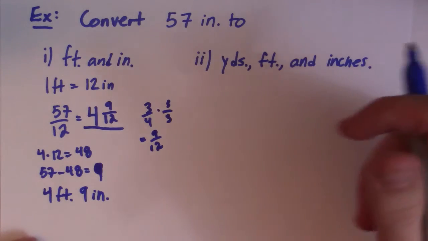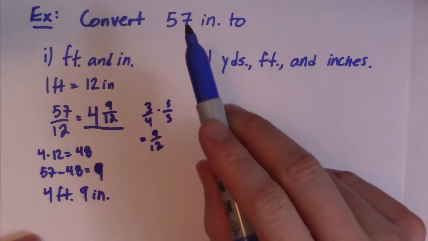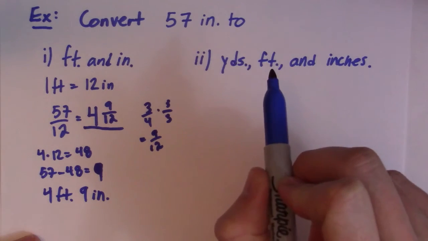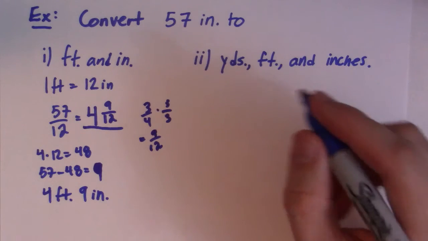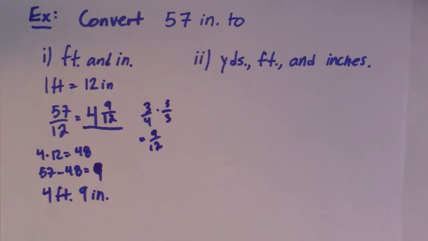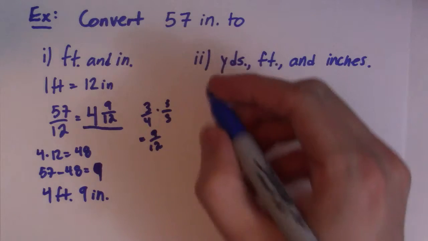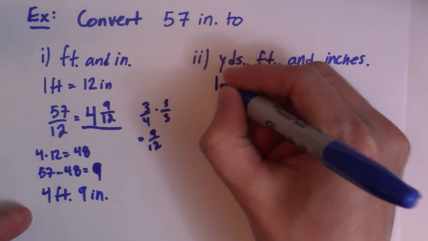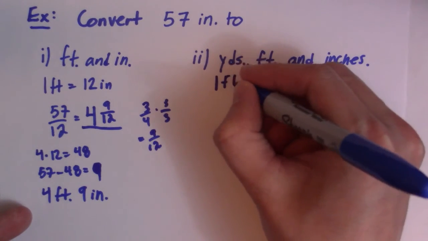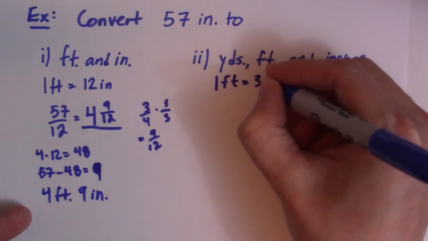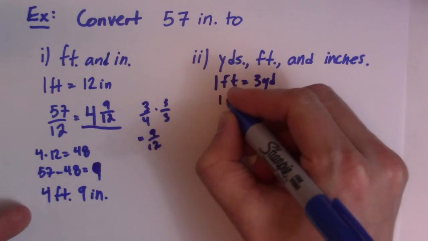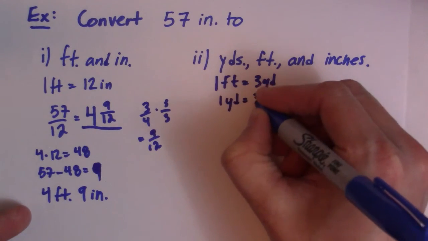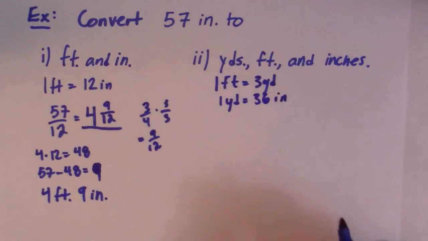All right, so let's go ahead and try this one now. So I'm going to take the 57 inches this time and go to yards first. So I have to use the conversion factor. I can use the fact that 1 yard is equal to 3 feet. But I also know that 1 foot is equal to 12 inches. So that means that 1 yard is equal to 36 inches. And I think that's correct.